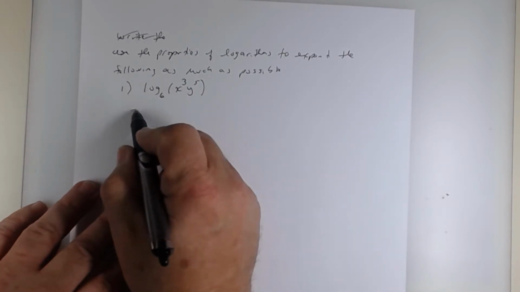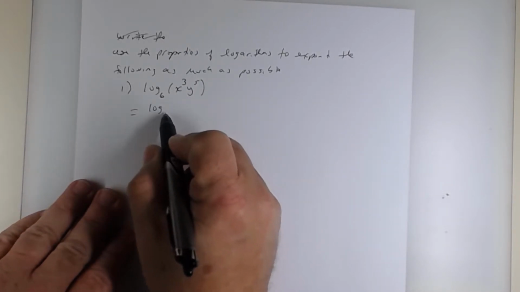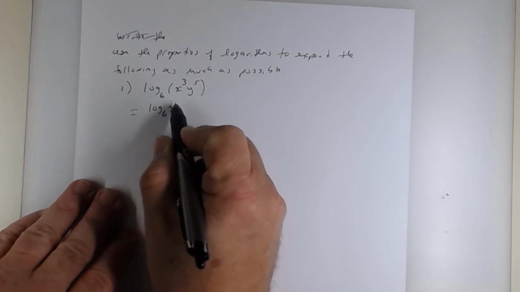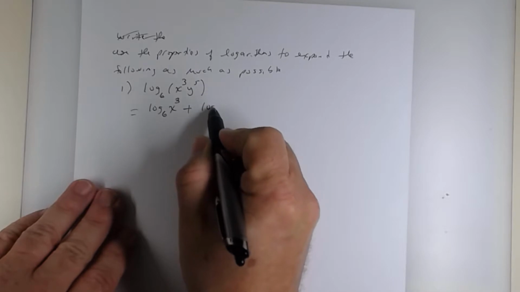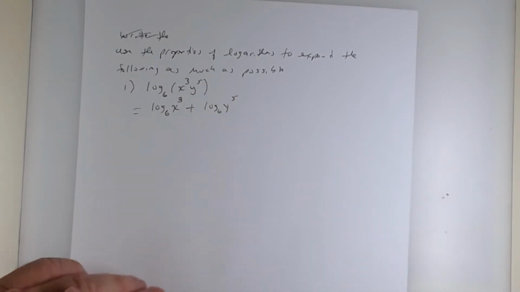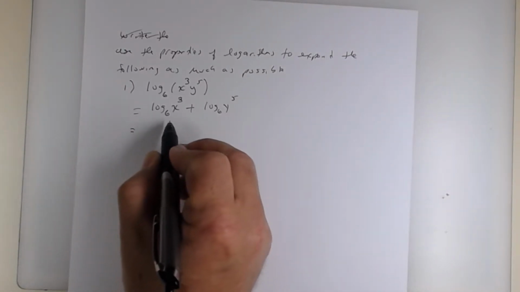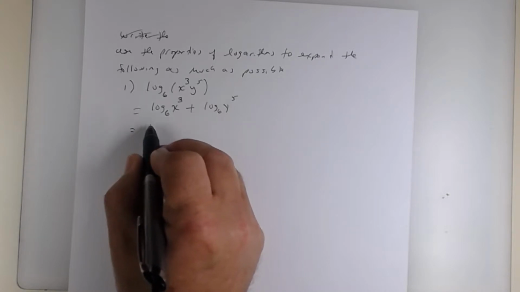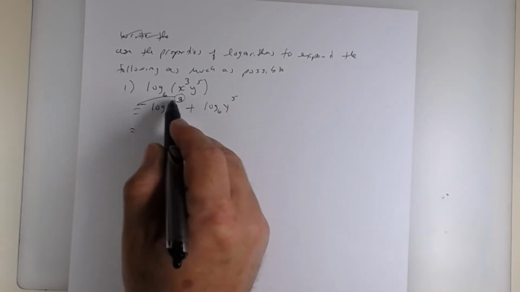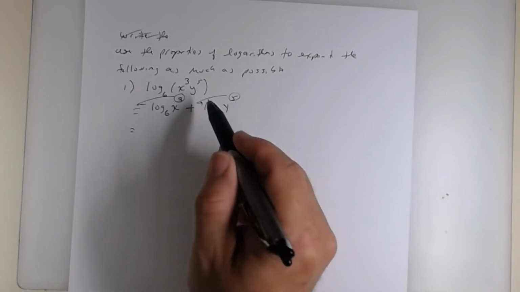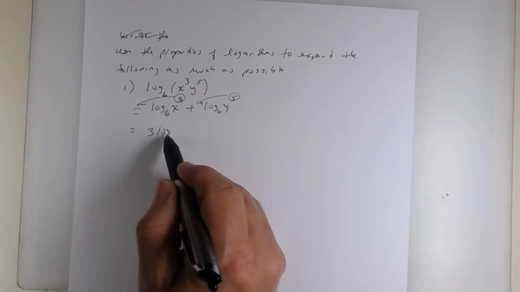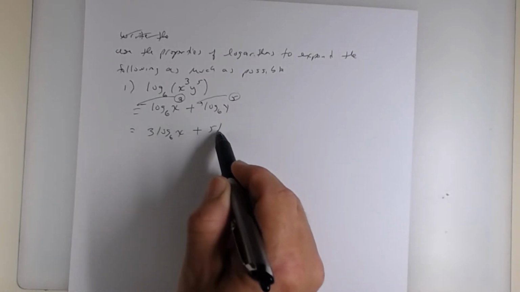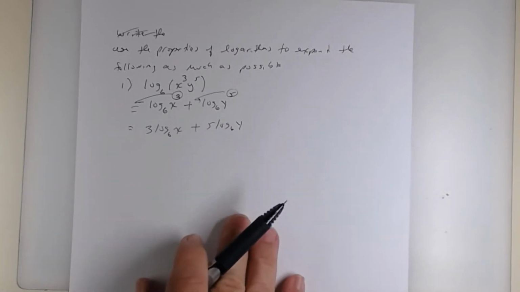Now, according to the product rule, what's going to be your next step? Log base 6 of x to the third plus log base 6 of y to the fifth. Now I can use what? The power rule. The power rule says you just take that exponent and bring it in front. So 3 log base 6 of x plus 5 log base 6 of y.